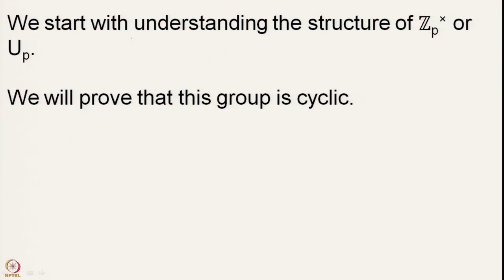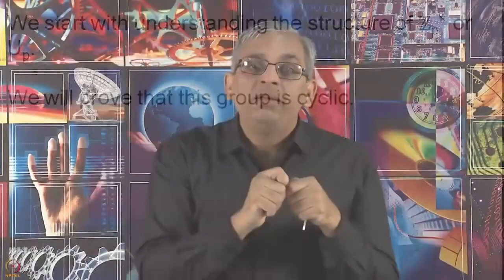What we are going to prove first is that all these groups are cyclic. This is to say that there is an element in Zp star whose powers will give you all elements. So, there is an element A in Zp star such that A, A square, A cube, A raised to 4, and so on will list all the elements in Up. This is what we want to prove.